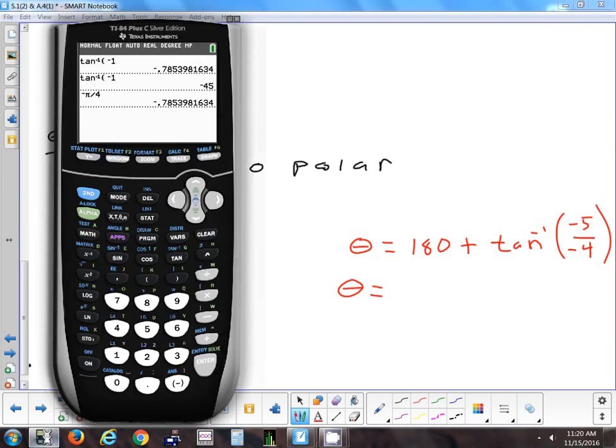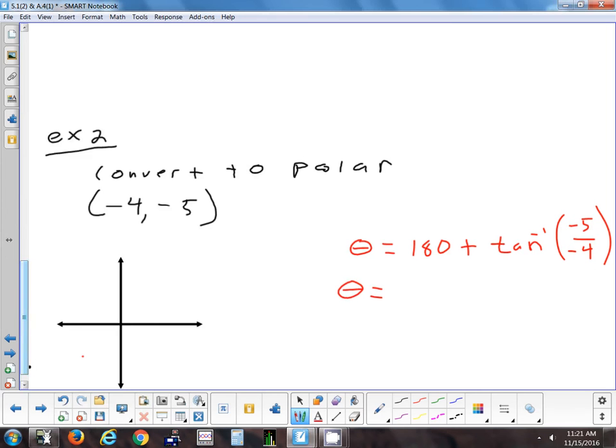All right, so this one's not going to come out as nice of an answer, so we'll just round it off. So 180, and then inverse tangent of, the negatives are going to cancel out, so you just type in 5/4. We get 231.34.